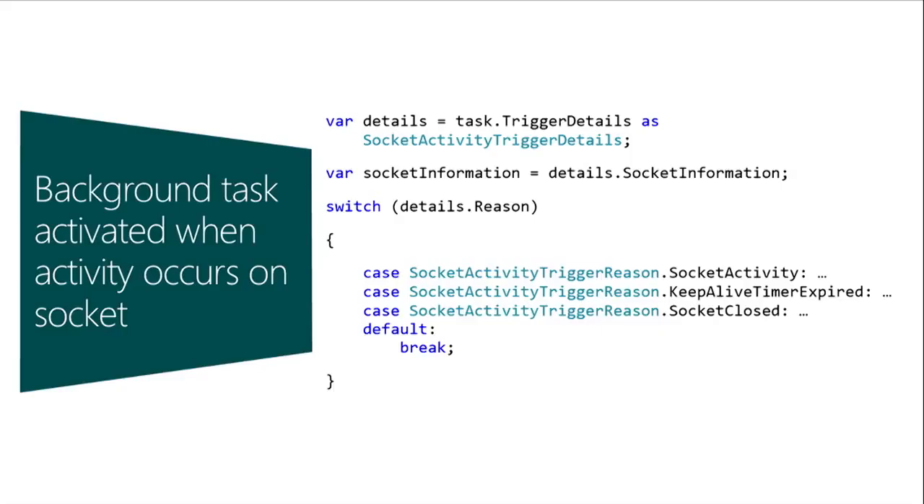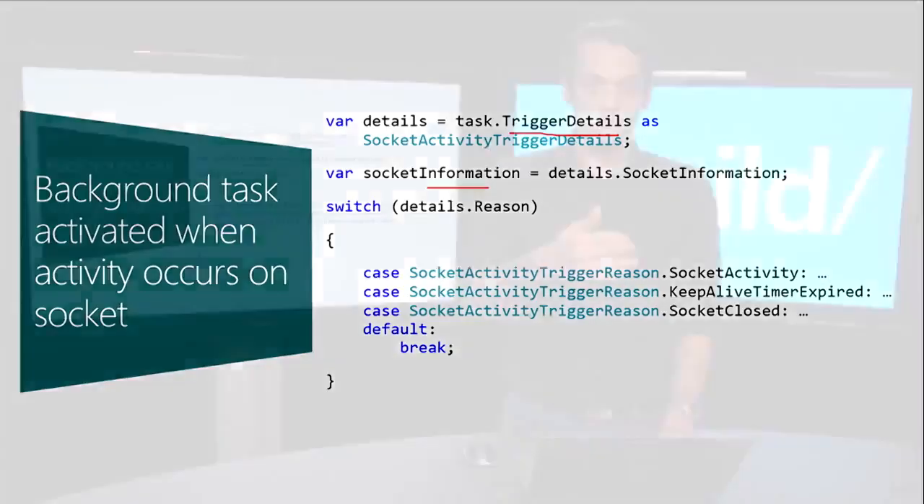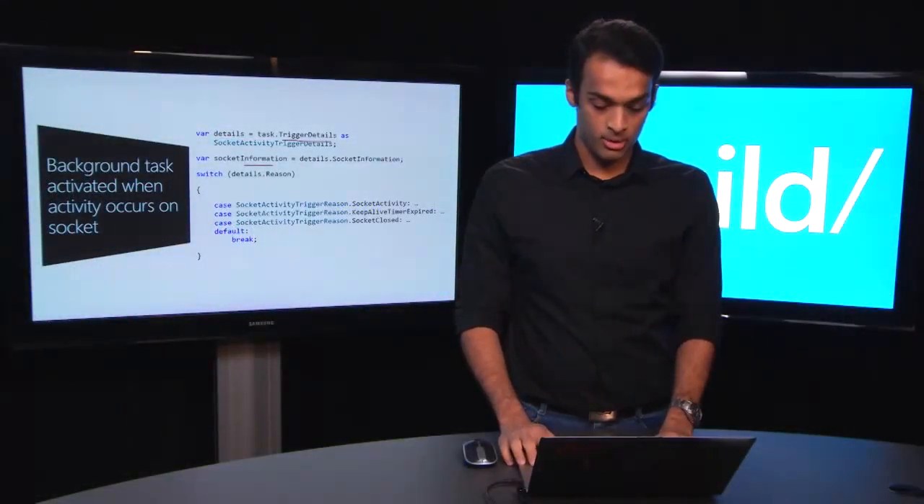So this is the code you would write in the background task. You would basically access the trigger details from the socket activity trigger, and then the socket information object in the details will tell you the reason why your background task got triggered. So it could be that there was activity on the socket, it could be that a keep alive timer expired, and so on. And in your background task, you would have to handle each of these cases separately.